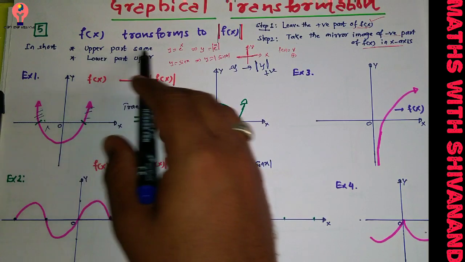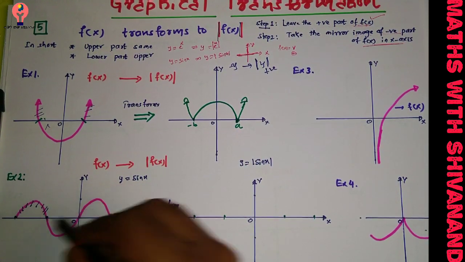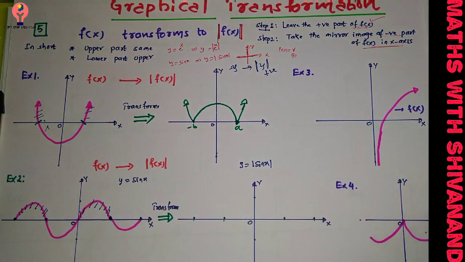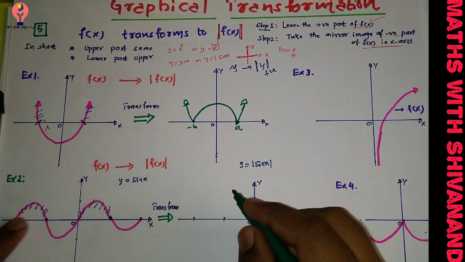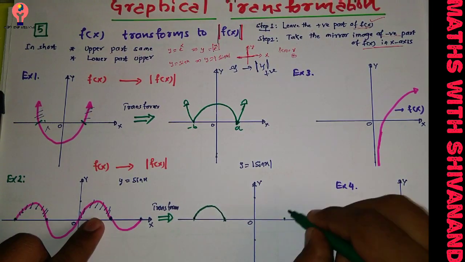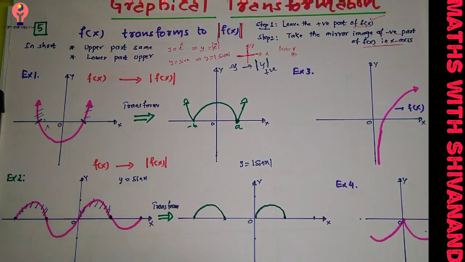Step 1, upper part of f of x same, nothing but this part, upper part, this guy and this guy remain the same. That part I will draw first here. Upper part, this guy, upper part remains same, and this one, so the upper part remains same. Okay, so then the lower part.